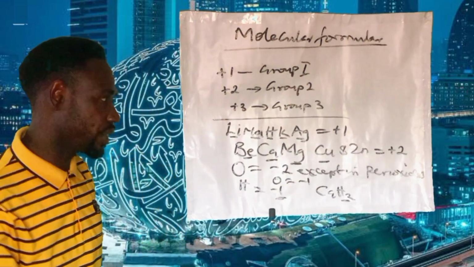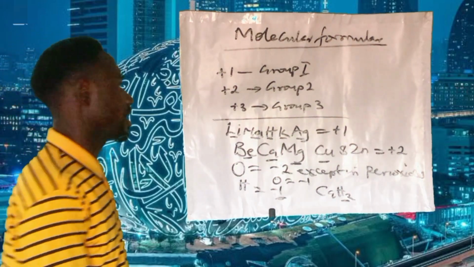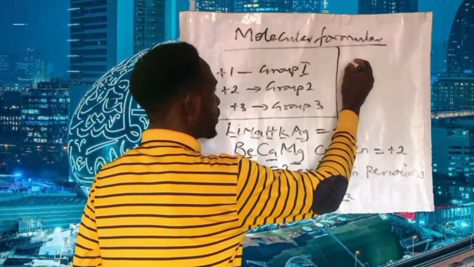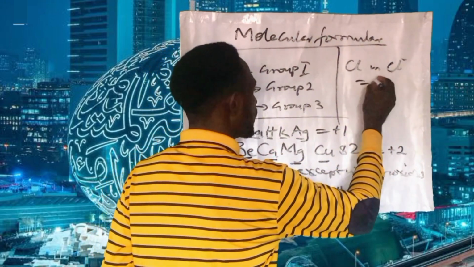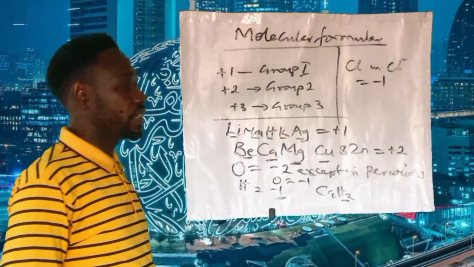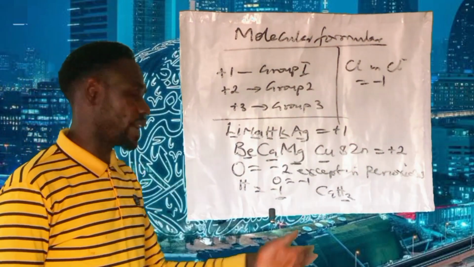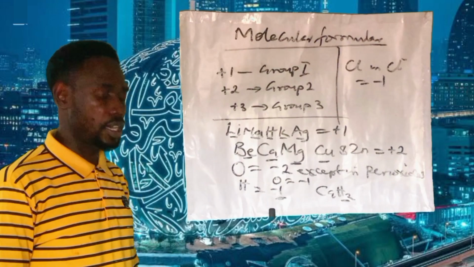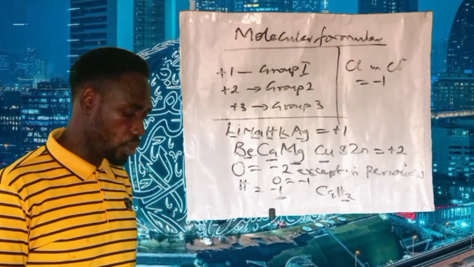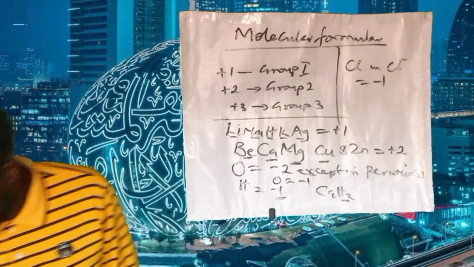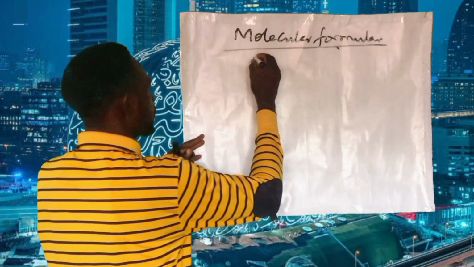Then chlorine in chlorides is seen as minus 1. So chlorine in what we call the chloride ion is minus 1. So with this basic information I've provided, we will be able to write the formulas of different compounds when they have given us the IUPAC name. Okay, so let's proceed.